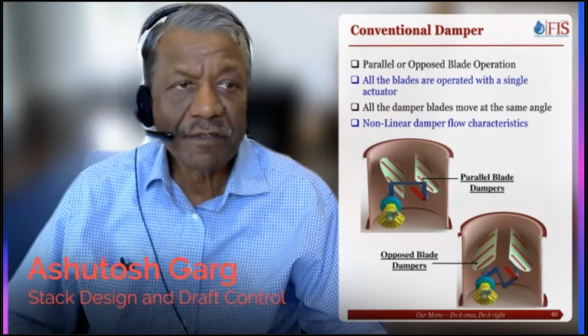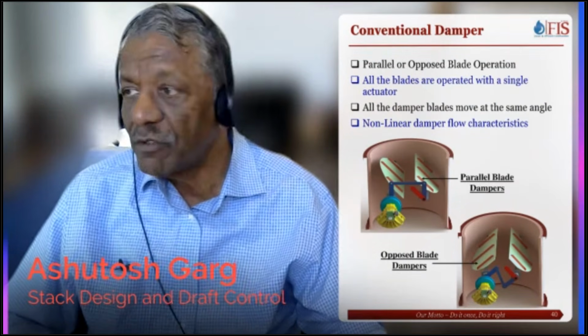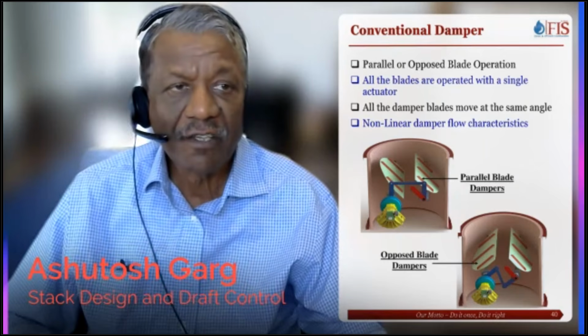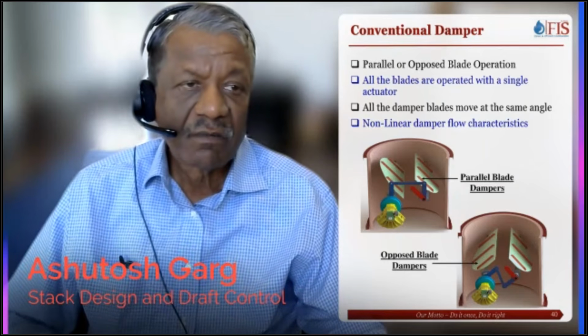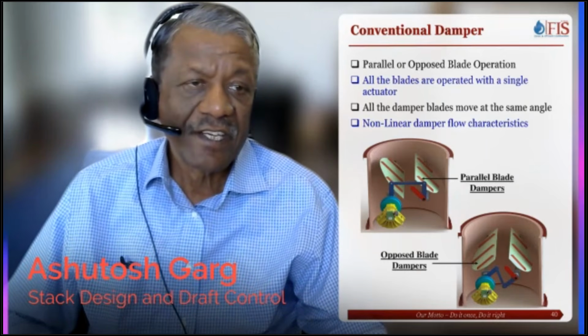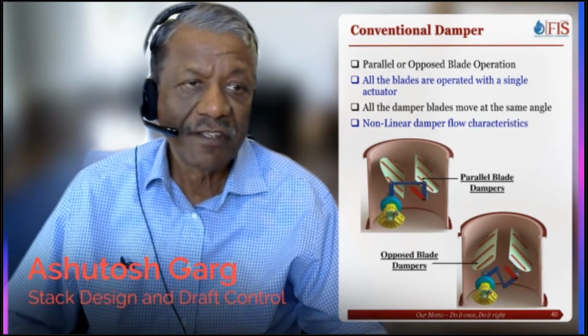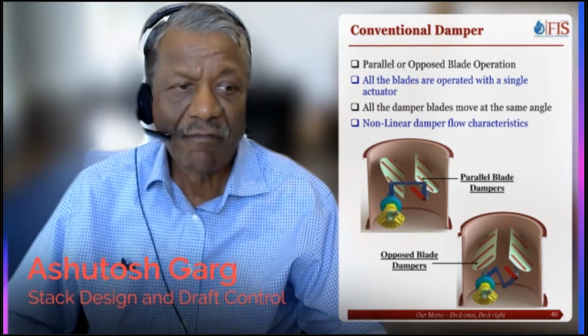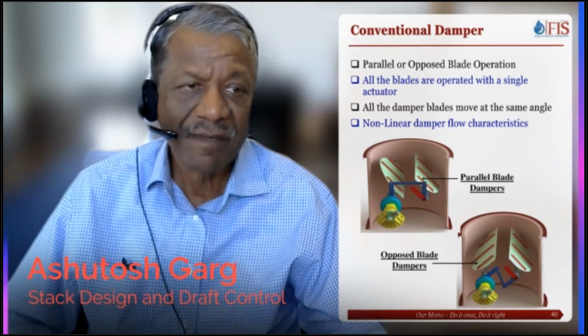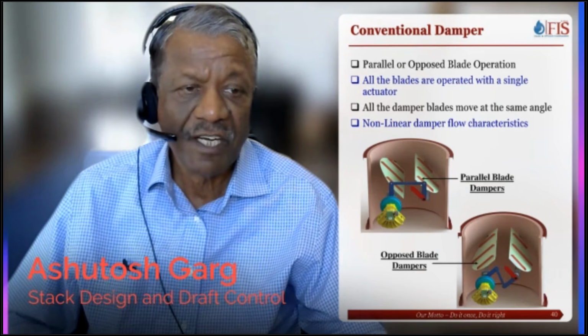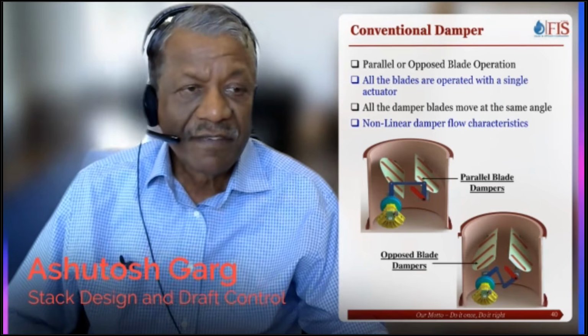Conventional dampers: there are two types of dampers we use in the industry, parallel blade or opposed blade. Mostly this is the linkage, and all damper blades move at the same angle. This is opposed blade, this is parallel blade. They have been used in the industry for the last 50, 60 years now.